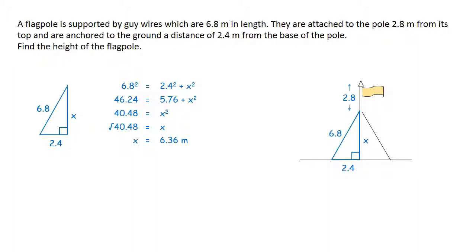Now that's not the height of the flagpole, because remember there's another 2.8 metres on top. So the total height of the flagpole is going to be 6.36 plus 2.8, a total of 9.16 metres.